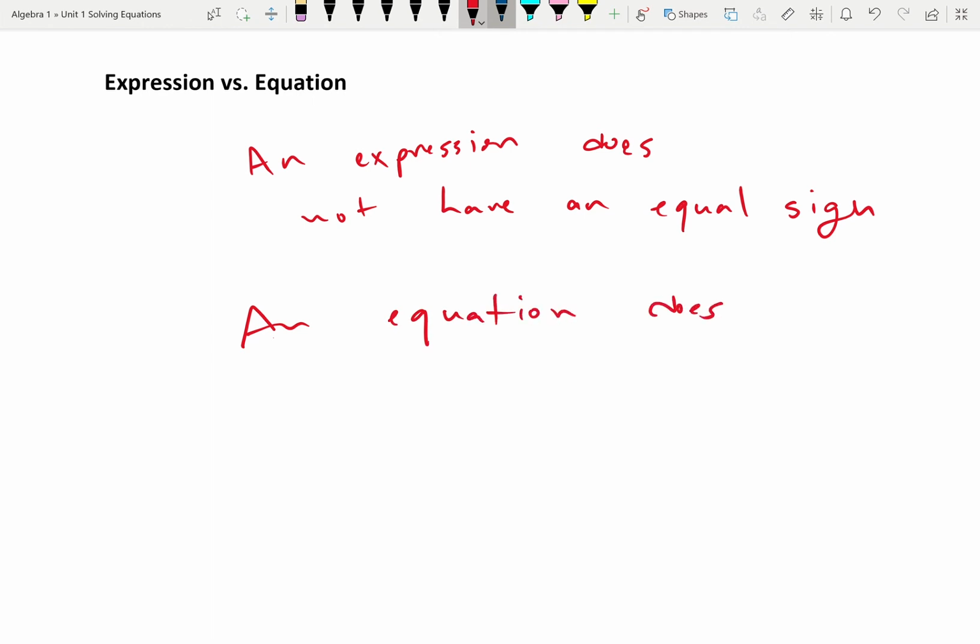So for example, if I asked you the question, is this an expression or an equation, and I gave you this, 3x minus 7, and that was it, well, that's not an equation since there's no equal sign. But if I said 3x minus 7 equals 4, that is an equation since there is an equal sign. So that's the difference between an expression and an equation.